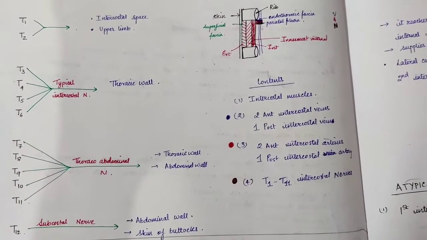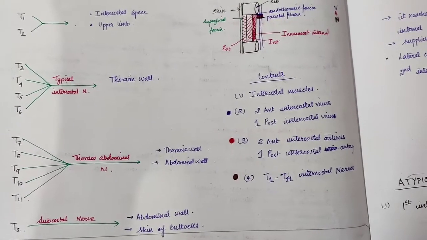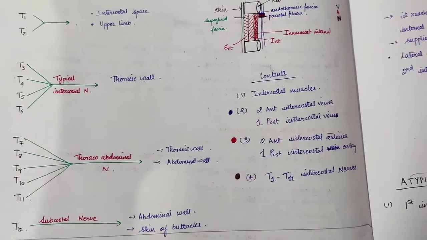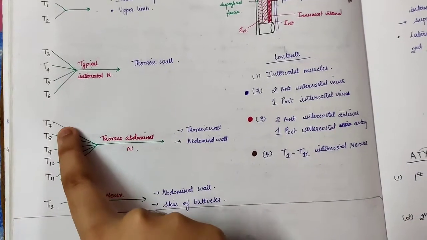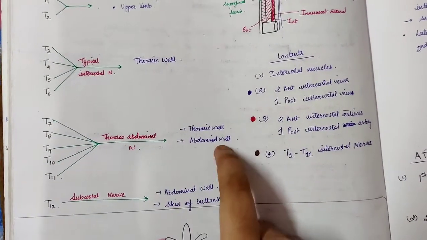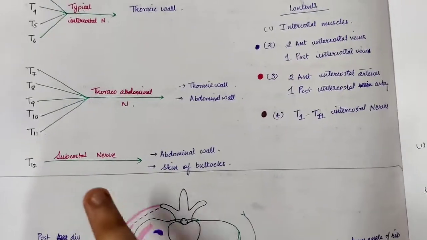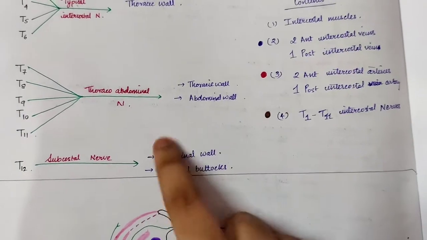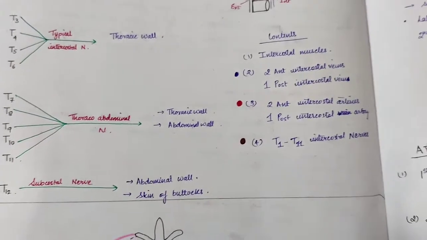So the first two supply the upper limb. The 3 to 6 supply only the thoracic wall. Therefore these are called the typical intercostal nerves, and these from 7 to 11 supply both, so these are thoraco-abdominal nerves. And the last one, T12, does not supply the thorax, just the abdomen and the skin of the buttocks. This is the subcostal nerve.